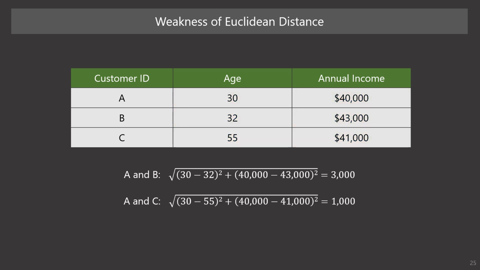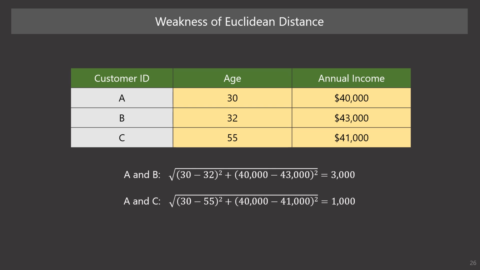Let's compute the Euclidean distances. The result shows that, contrary to our intuition, B is more distant from A than C. That is, customer C is more similar to A than B. This counterintuitive result is due to the difference in data distributions.